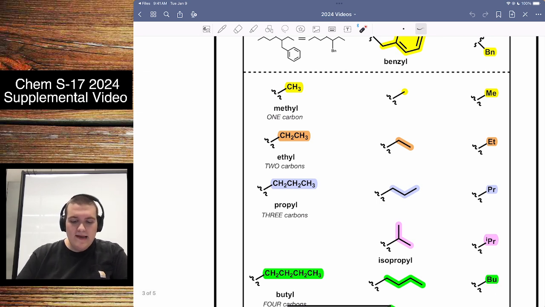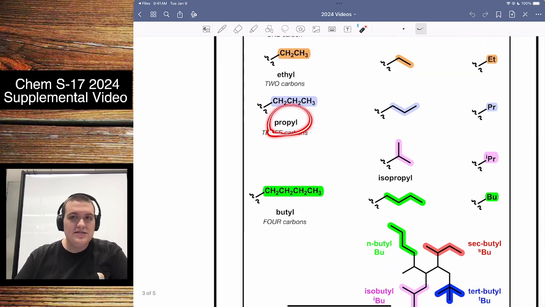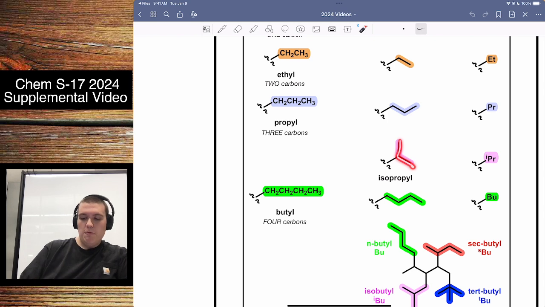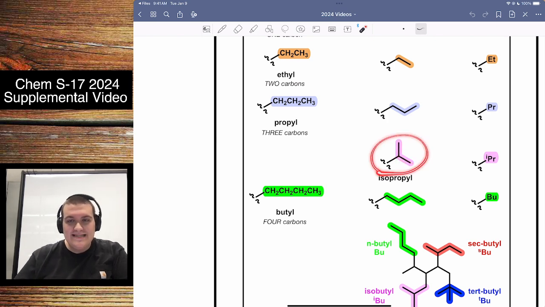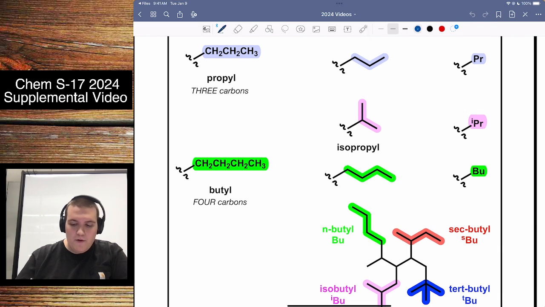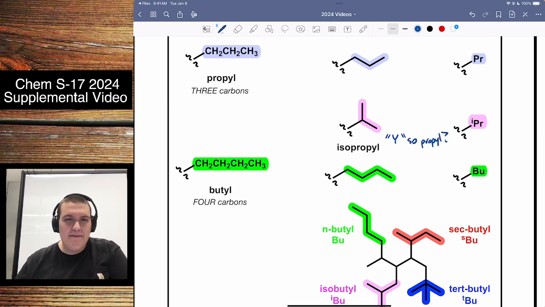So when we say propyl, we are typically just saying that we have 3 carbons hanging off. But we could attach those 3 carbons in a straight chain like this, or we could attach it from that middle carbon. When we attach it from the middle carbon, it's called isopropyl. And you'll probably remember that Tim from lecture has the little mnemonic of Y, so propyl. And I imagine it in the Batman voice of, why so serious? Why so propyl?